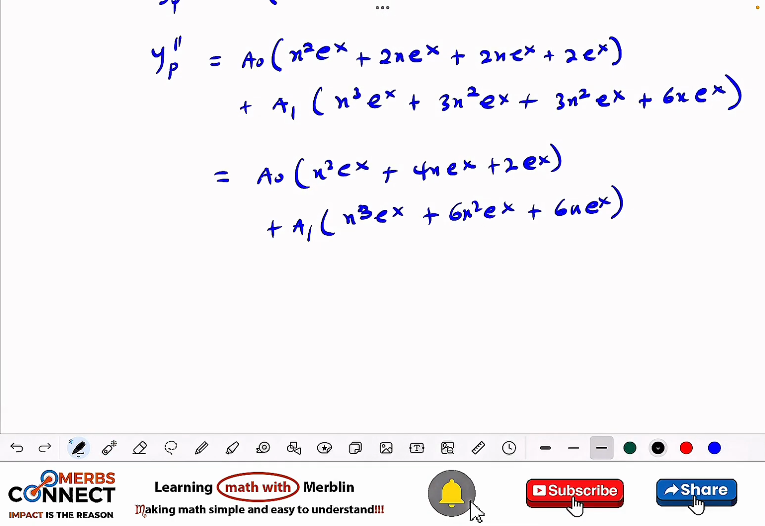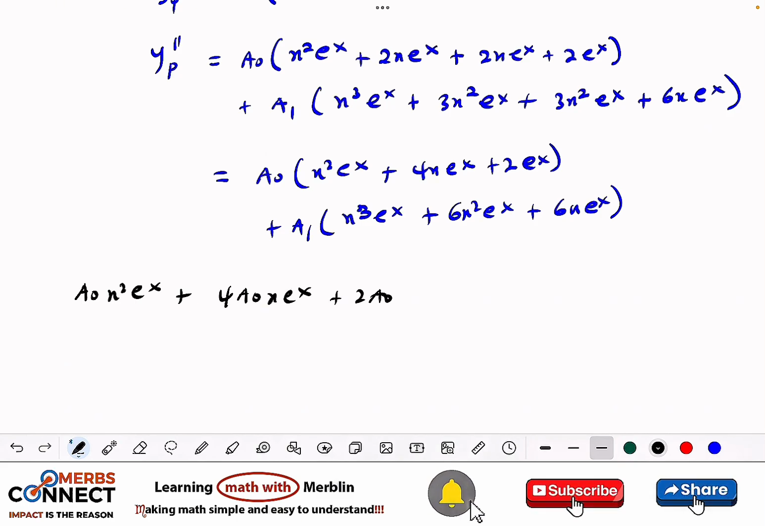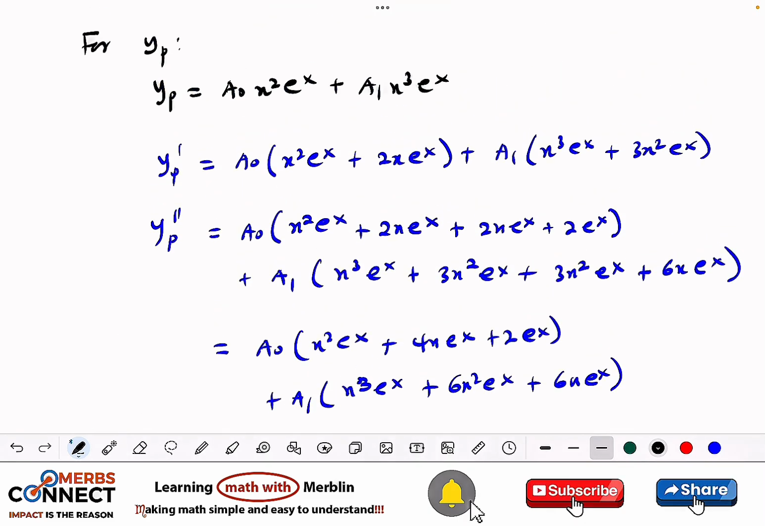So we know that y prime prime is the whole of this. So I'll write them by expanding it. So I'm going to have a naught x squared e^x plus 4 a naught x e^x plus 2 a naught e to the power x. So here, when you are doing it, you need to pay attention to the expansion, because one mistake will just blow up everything that you are doing here. Even if you make a mistake with the differentiation, it blows up everything that we are doing here. Good. So I just multiply through by a1 and a naught. So this is y prime prime.